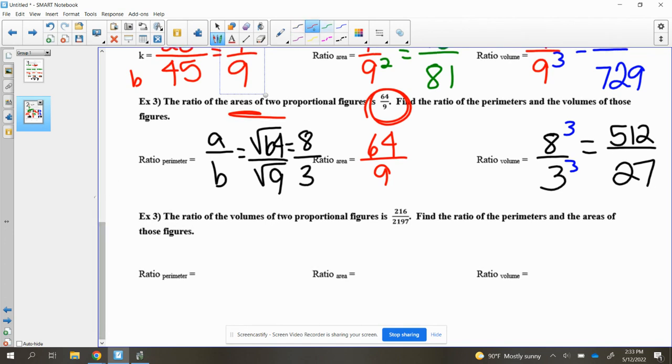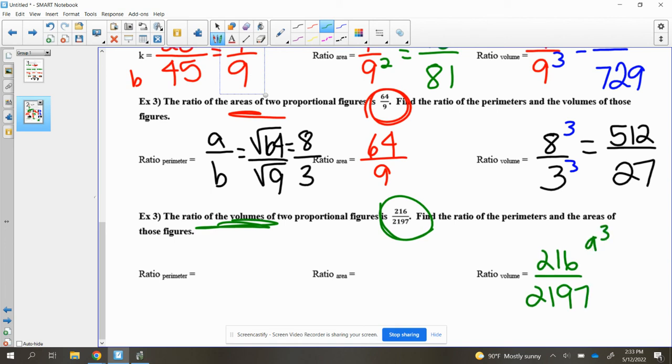Last but not least, this one gives us the ratio of the volumes. Okay, so 216 over 2,197. That's the ratio of the volumes. So again, this is your A cubed and your B cubed. So to undo that, we need to take the ratio of the volumes and undo that cube by cube rooting.